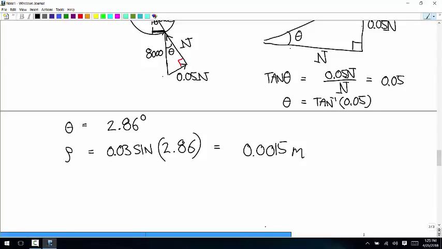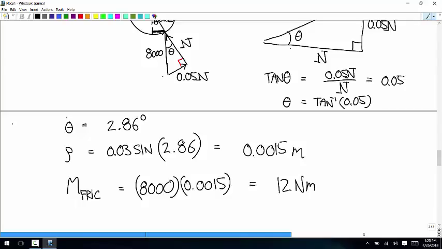So this is our moment arm, and so then the moment produced by the friction is 8,000 times 0.0015, and what do you get for that? 12 Newton meters.